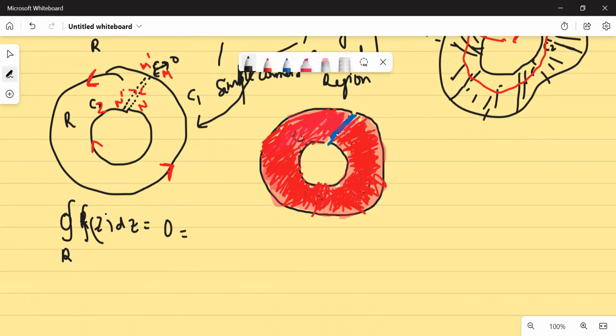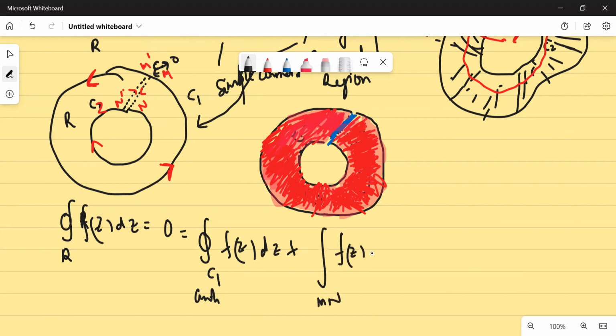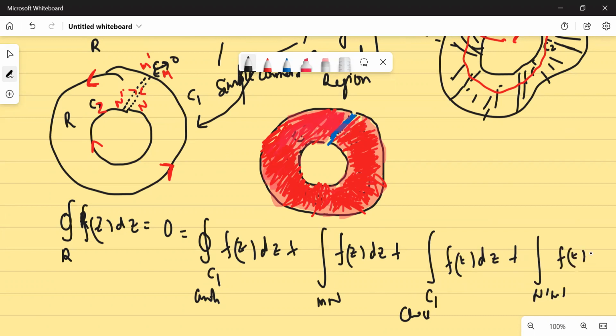But understand this particular region R integration can be subdivided into different integrals. So for example, I can write integration over C1 anticlockwise f(z) dz, then plus integration over MN f(z) dz, then plus integration over C2, but clockwise. Understand my point? This is clockwise. And then you will have integration along N'M' f(z) dz.